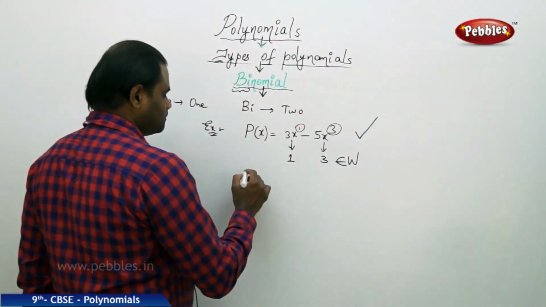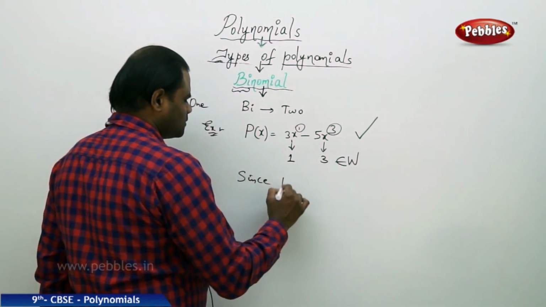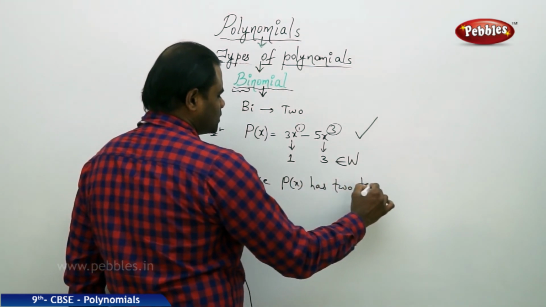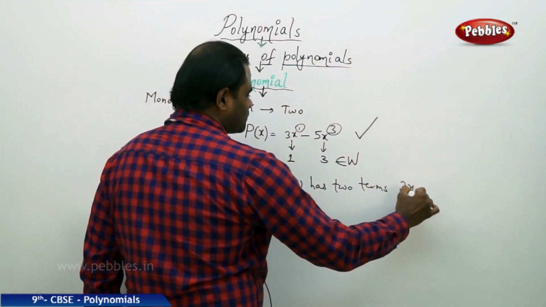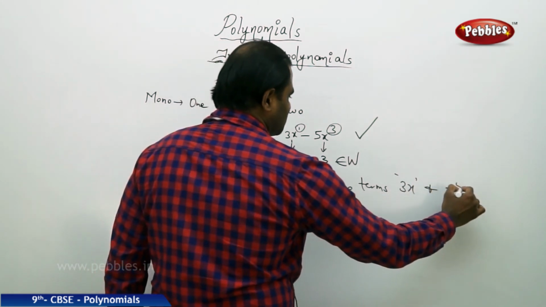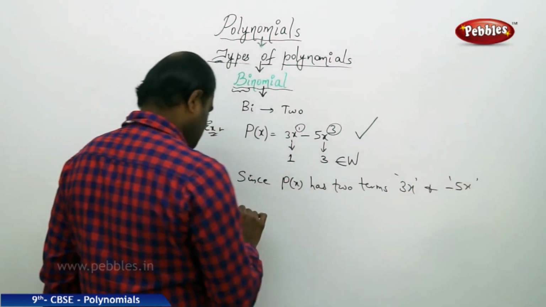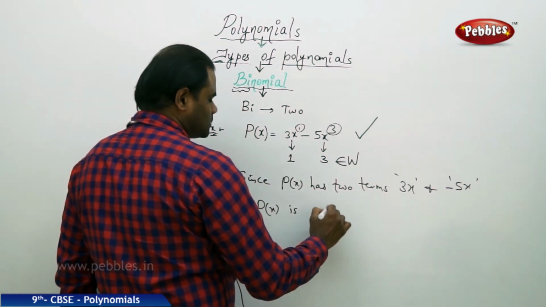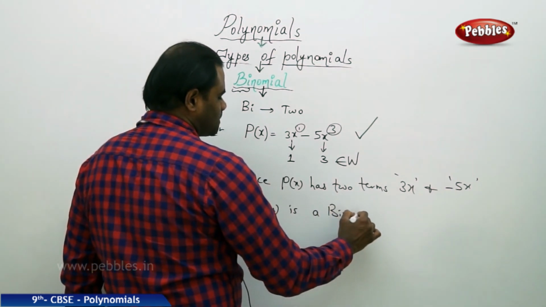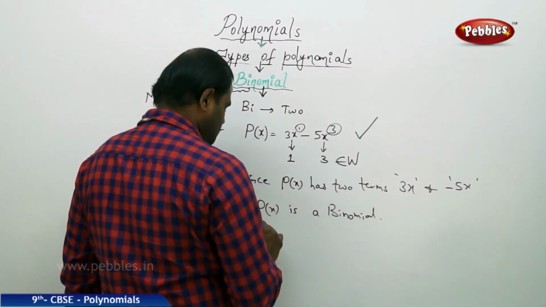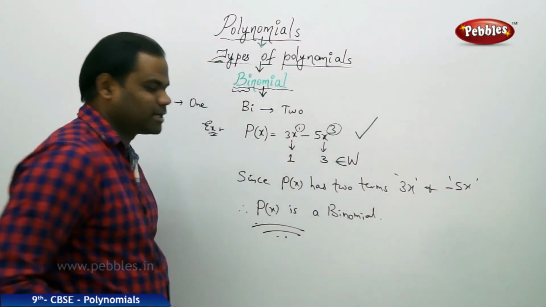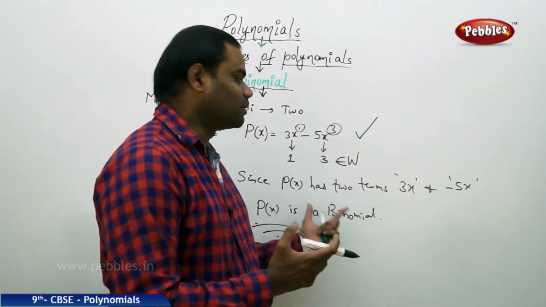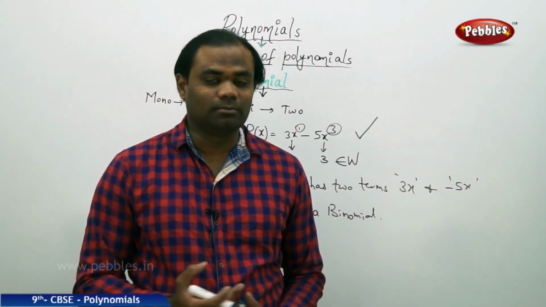Therefore, since p of x has 2 terms, 3x and minus 5x cubed, p of x is a binomial. That is how we understand the definition of a binomial using the properties of the polynomial.